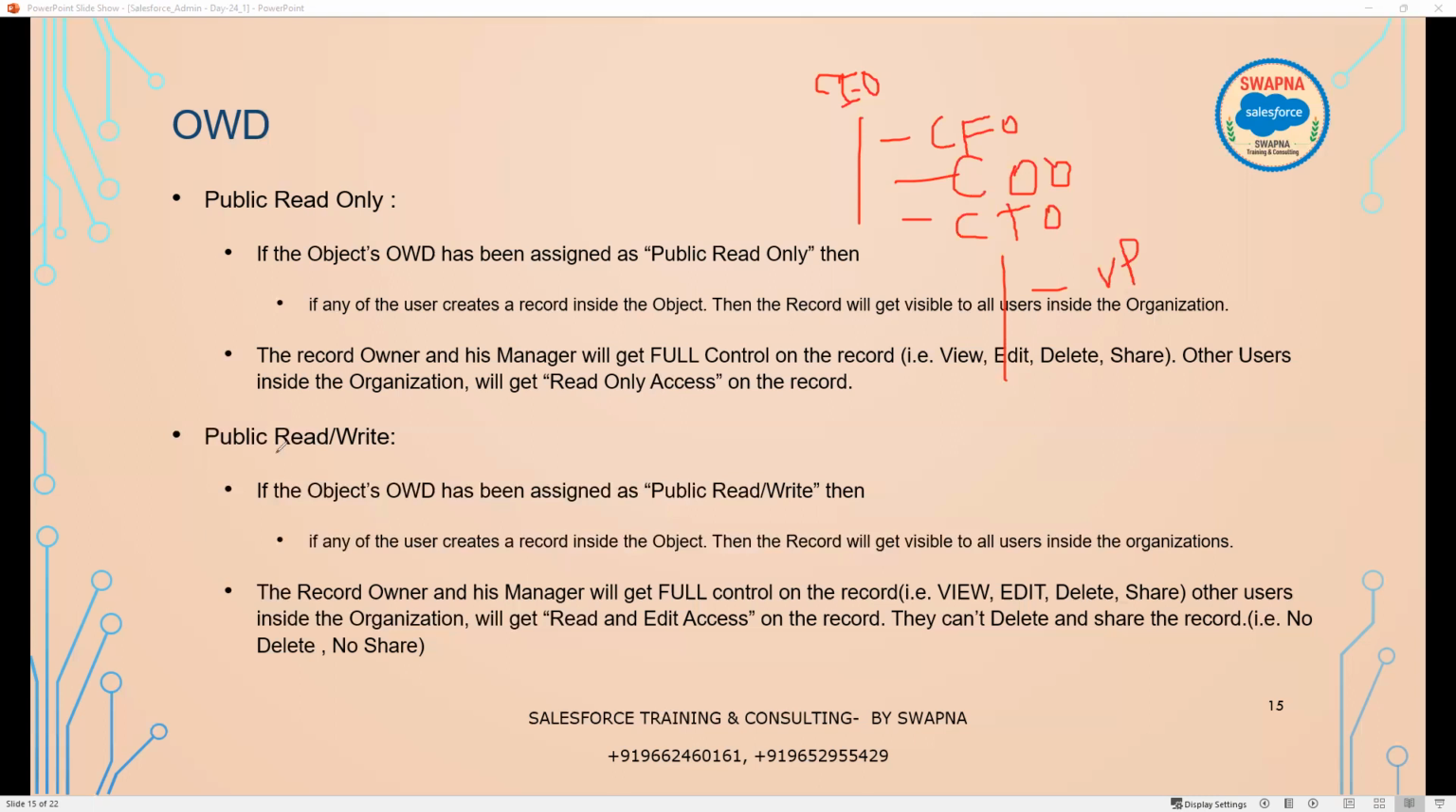Now, if I give public read-write access and the CTO creates the record, the CTO and the CEO, the manager, will have full access to it. That means they can edit, delete, modify, share the record. But the others, CFO, COO, and VP, will have read and edit access. They cannot delete and they cannot share the record, so full access will not be there.